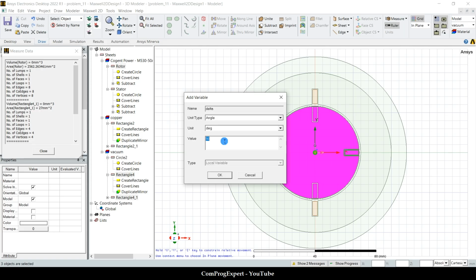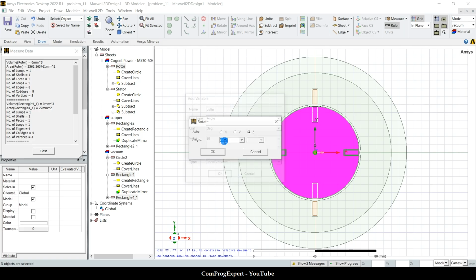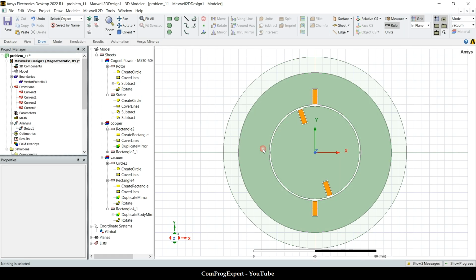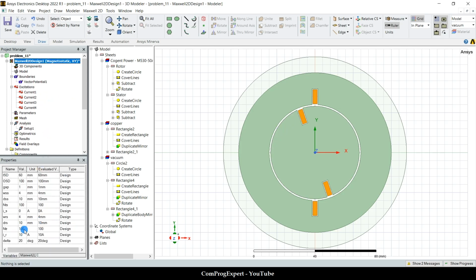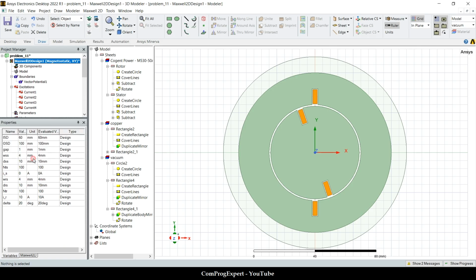What is the value of the delta? Consider it equal to 20. Yes, I defined this parameter, for example, 50, to be able to rotate the rotor. So if I excite the rotor only, like this one, the stator current is 0 and we only have rotor current.